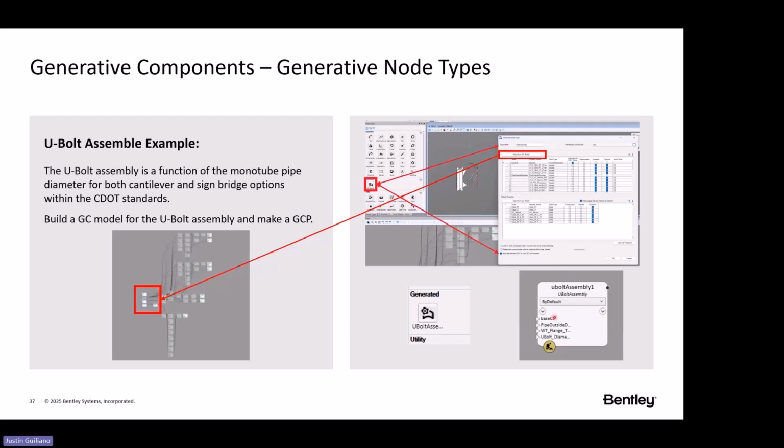So filling out 4 is a lot easier than building a GC model with 25 or 30 different nodes all linked together. So generative node types are very powerful as you start to get more familiar and identify a lot of common or recurring objects that you want to use across multiple projects.